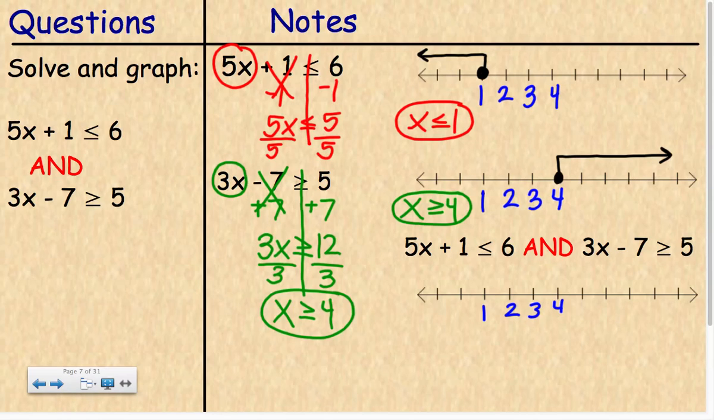So if you think about it, you can't have a number that's less than or equal to 1 and greater than or equal to 4. So my answer for this one is empty set. There are not any numbers that are shaded on both number lines.